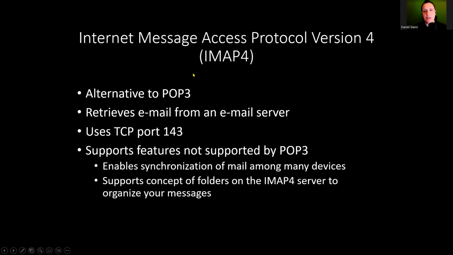IMAP4, Internet Message Access Protocol version 4, is an alternate to POP3. It retrieves email from email servers and uses TCP port 143. It supports features not supported by POP3, so it's an improvement in a lot of ways over POP3. These are two key features that IMAP4 supports that POP3 does not: it enables synchronization of mail among many devices, and it supports the concept of folders on IMAP4 servers to organize your messages.